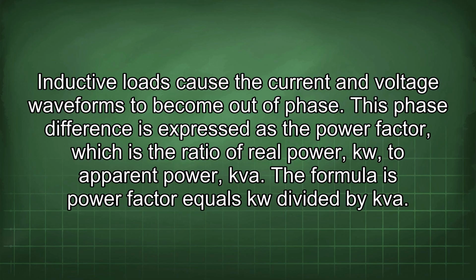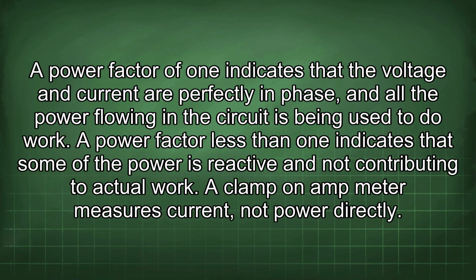Inductive loads cause the current and voltage waveforms to become out of phase. This phase difference is expressed as the power factor, which is the ratio of real power, kW, to apparent power, kVA. The formula is power factor equals kW divided by kVA. A power factor of 1 indicates that the voltage and current are perfectly in phase and all the power flowing in the circuit is being used to do work. A power factor less than 1 indicates that some of the power is reactive and not contributing to actual work.